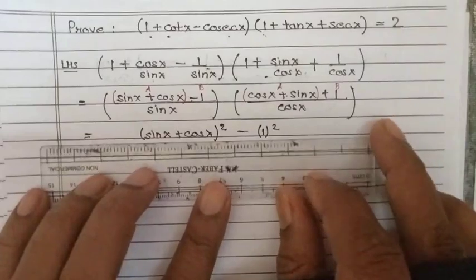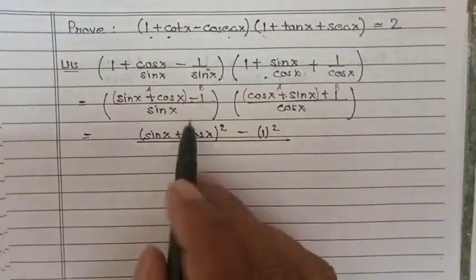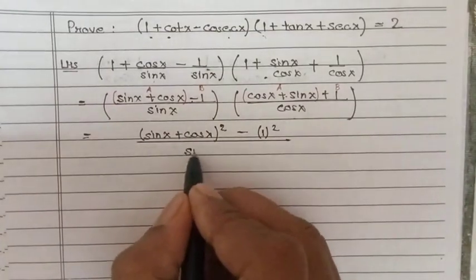Okay, in the denominator place, this will be sine x into cos x.